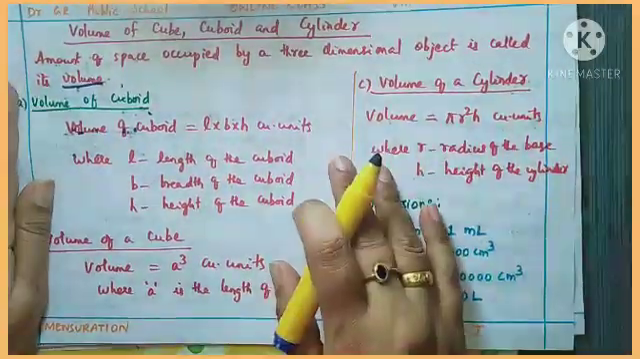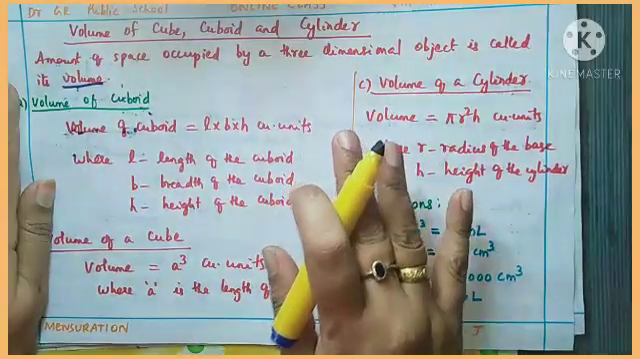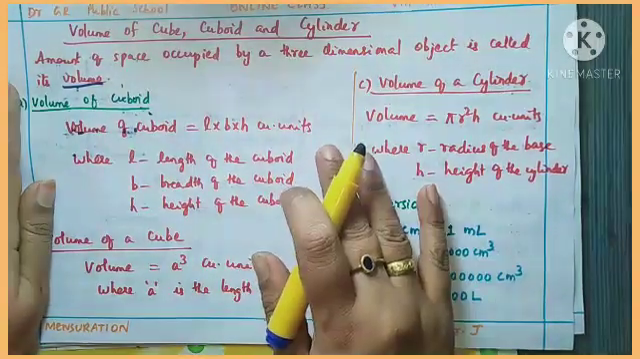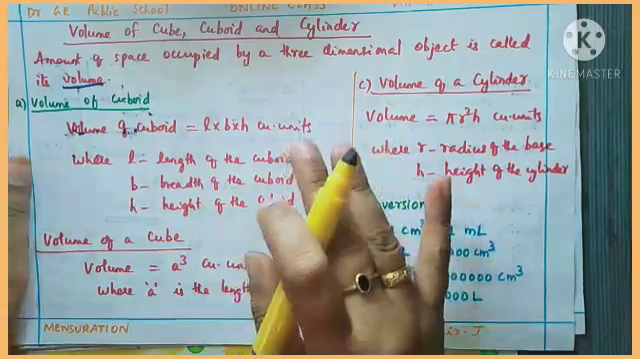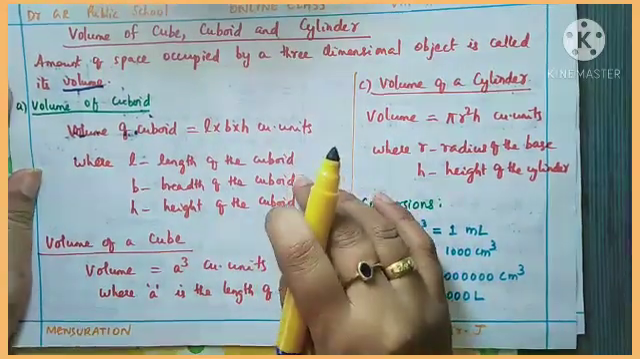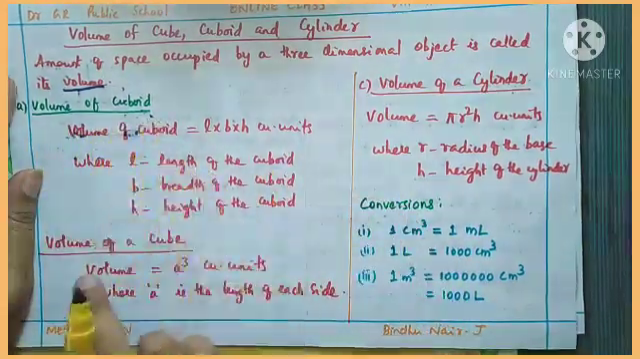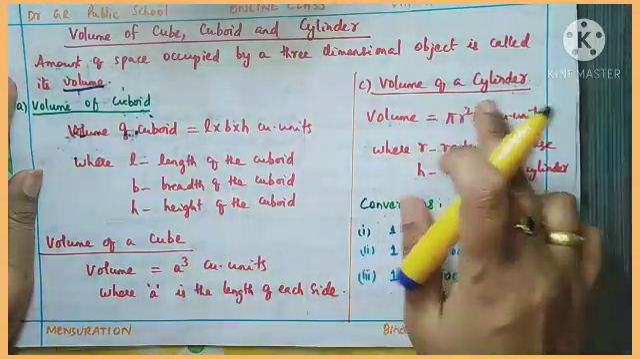Now in this section, this is the last part of your chapter, and in this section we are going to study mainly three formulae. What are they? Volume of cuboid, volume of a cube and volume of a cylinder.